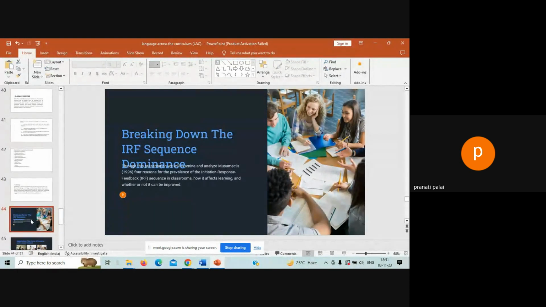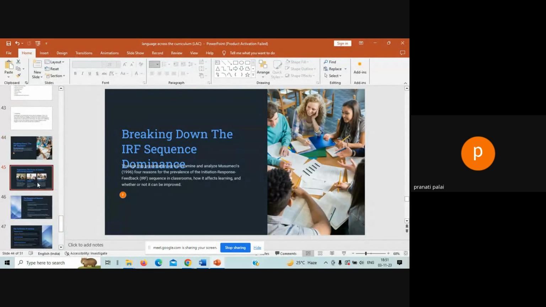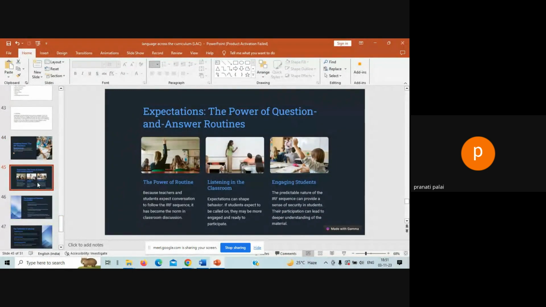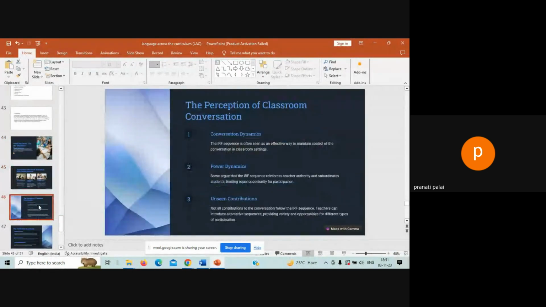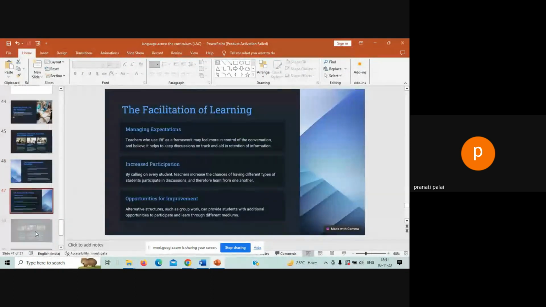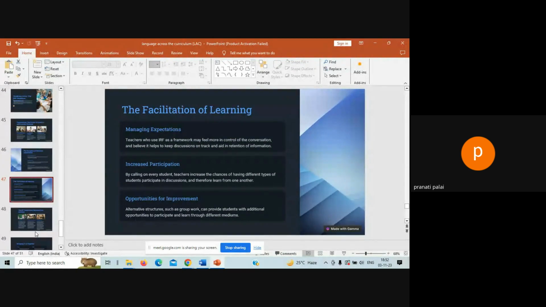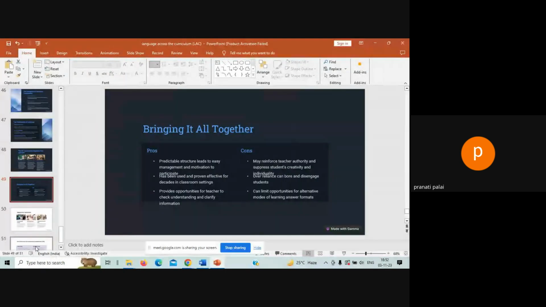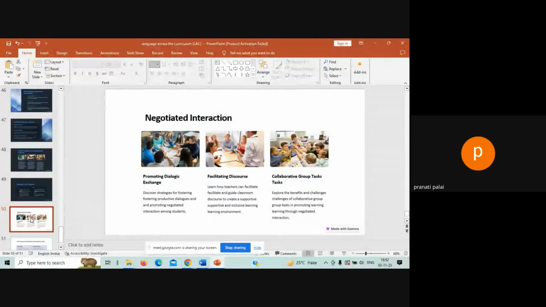Next is breaking down the IRF sequence. I have already discussed it. Next is another important thing.